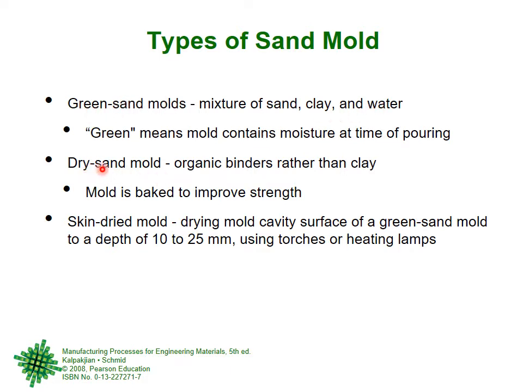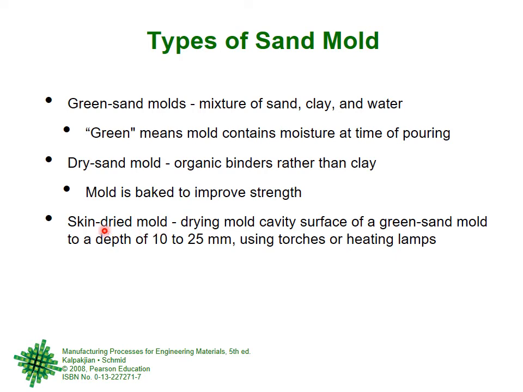Dry sand mold, of course, is when there are organic binders rather than clay. If we use clay, then we have to mix some water, otherwise it will not be a good binder. But if we use organic binders, we do not need any water, and then it is a dry sand mold. And the mold is also baked to improve the strength. Even a green sand mold can be made green, and then you can put it inside an oven to bake it for some time so that the strength is improved.